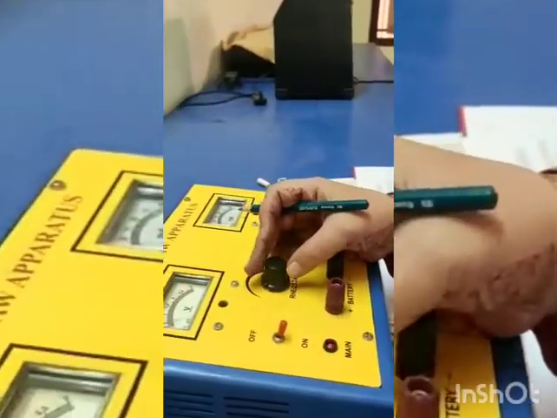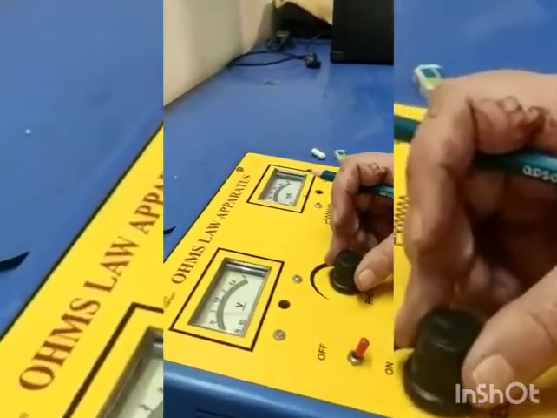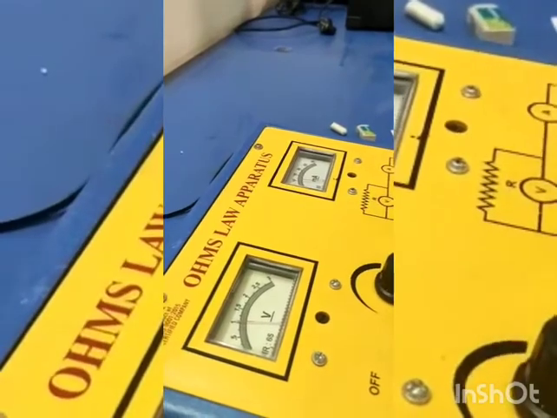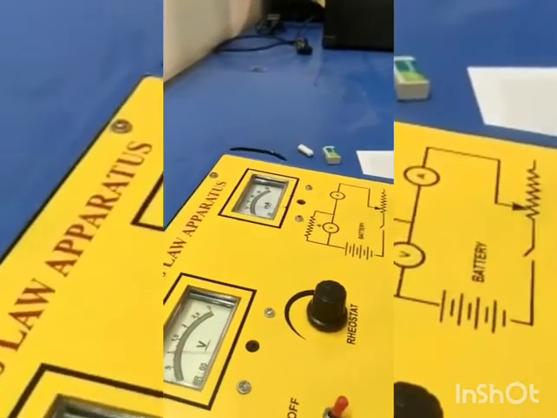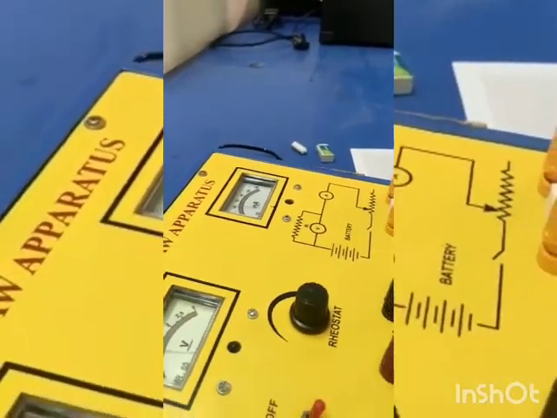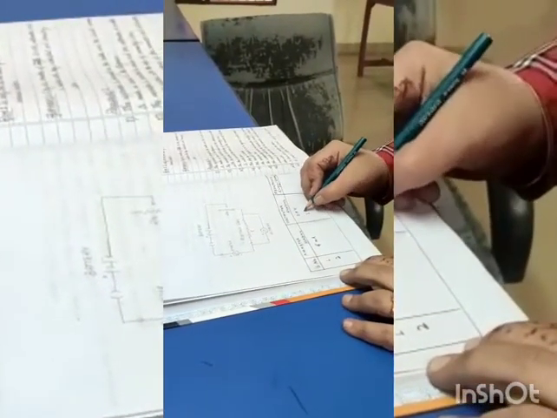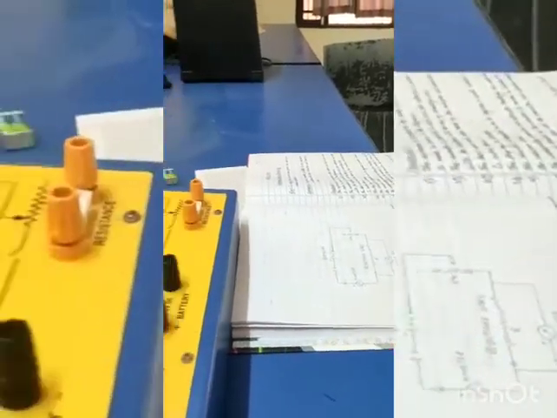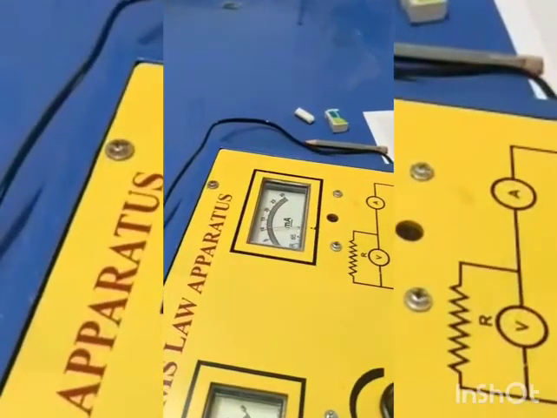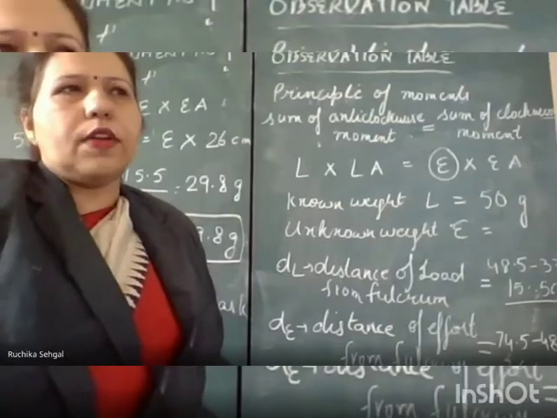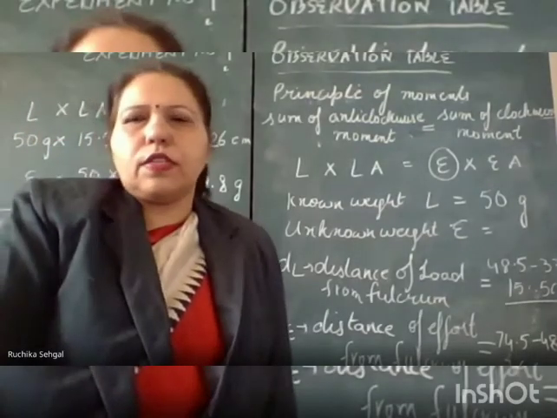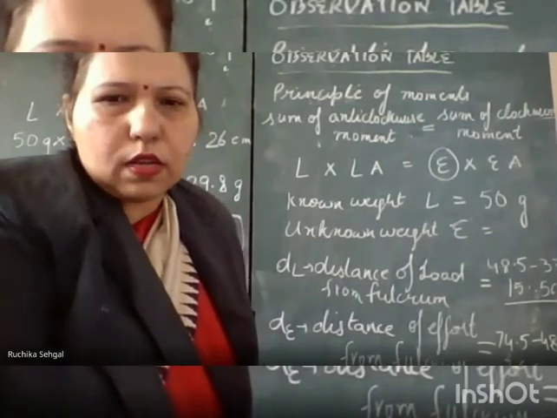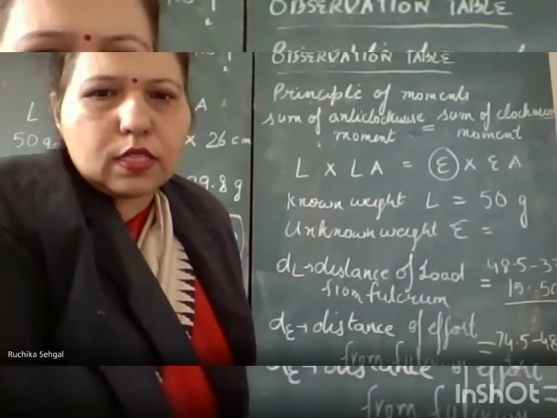The second reading is when I take the voltmeter reading to 1 volt. Serial number 2, we take the voltmeter reading to 1 volt, and the ammeter reading becomes 10 milliampere. Please write down, this is the way you are going to write the observations. Please complete it till I call them, okay? You can just complete it.